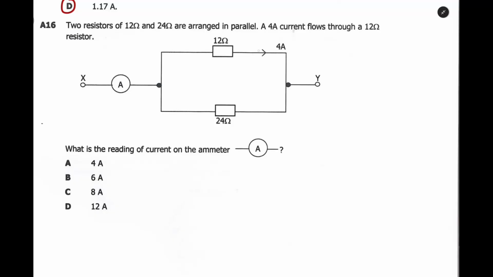So in other words, the current that flows only in this one is 4, not in this one, please. So here we do not know the current. We have current going this side, we know it, but the current flowing through here, we do not know it.